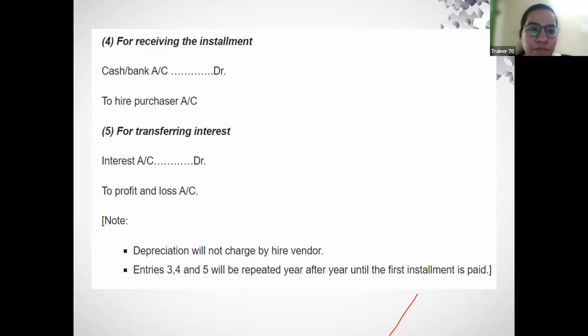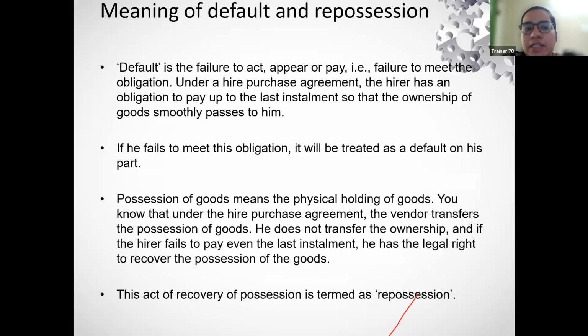Now we are coming to the meaning of default and the meaning of repossession. What do we mean by default and what do we mean by repossession?